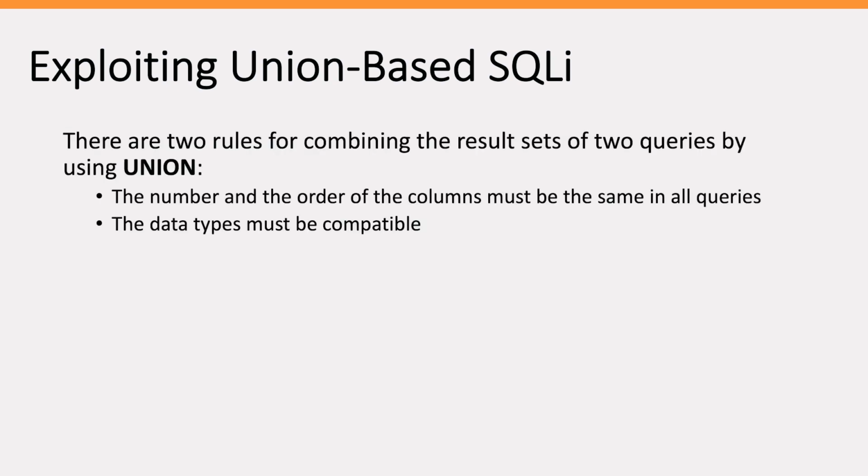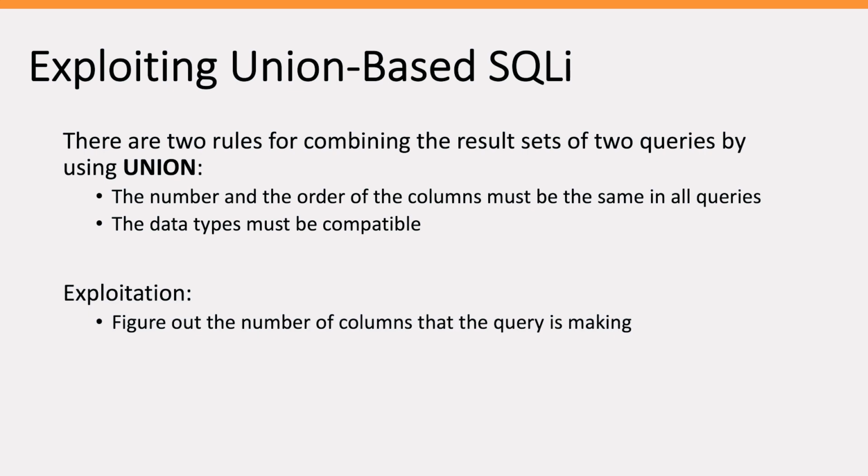Now, in order for you to use the union operator, you have to follow the rules of the union operator, and there's two basic rules. The first one is that the number and the order of the columns must be the same in all queries. And the second one is that the data types must be compatible. So the query that the application is making and the query that you want to make have to satisfy these two rules.